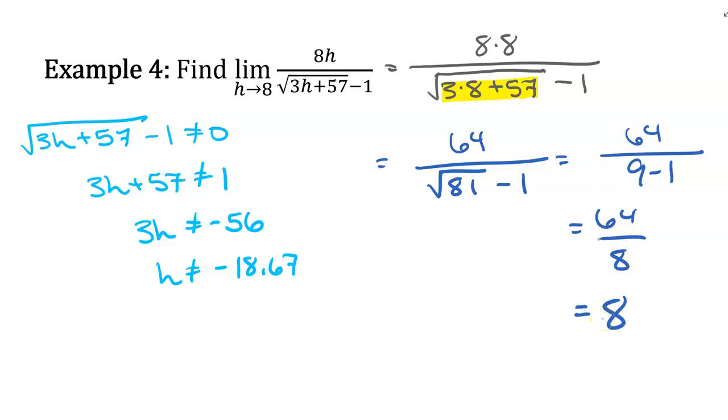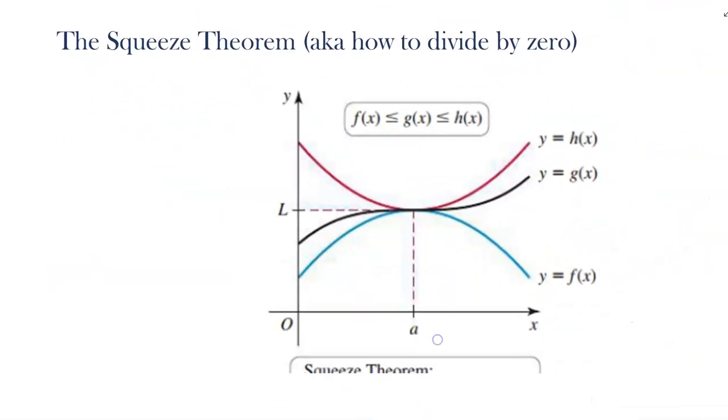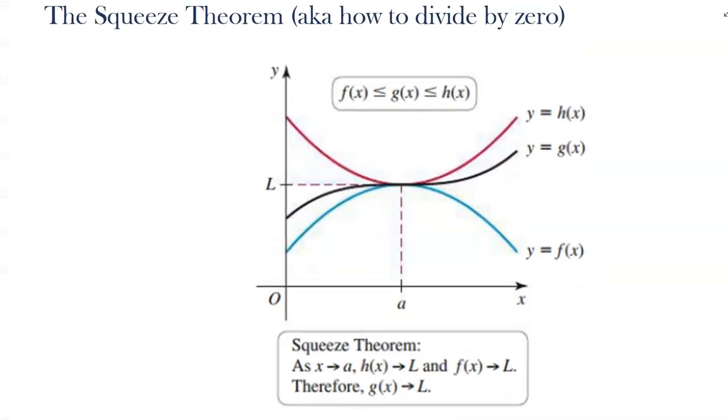So the moral of the story is, as long as you are dealing with polynomials or any other function that is continuous, then you can find their limits with simple substitution. The problem then becomes when those functions are not continuous. And we can still find the limit, but we have to wiggle around a bit. Which brings us to our next topic, called the squeeze theorem, otherwise known as how to divide by zero.